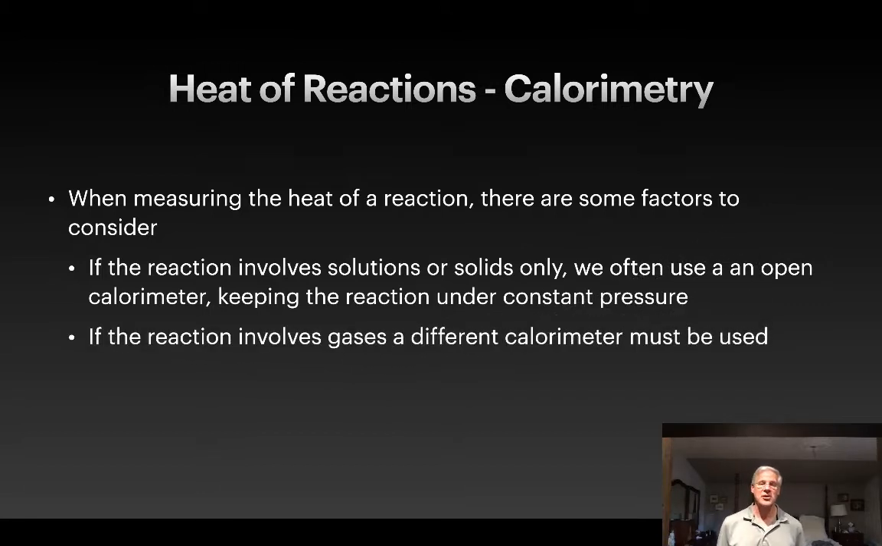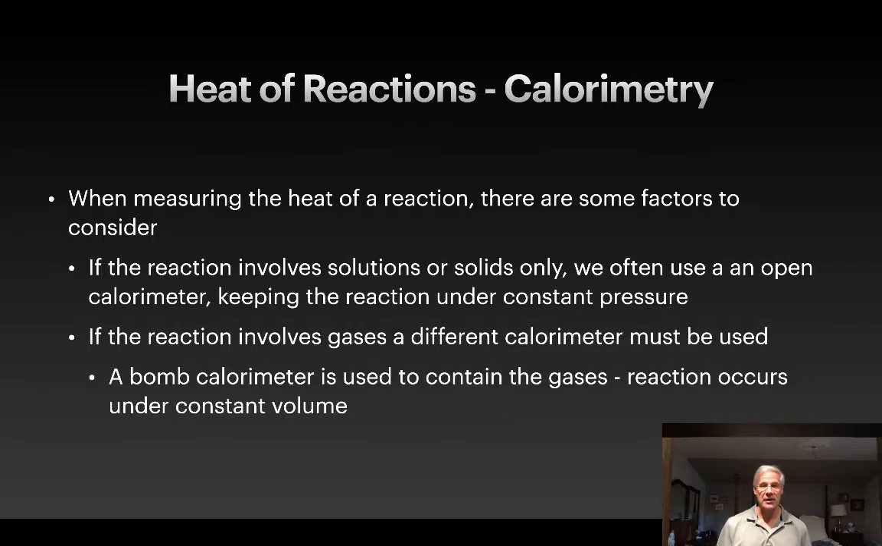If we have a reaction that involves gases, obviously we don't want to use an open calorimeter because the gases would then leave and our reaction is no longer a closed system. So generally we use a different type of calorimeter, one that can contain the gases within a certain volume. And so we use something that is called a bomb calorimeter. In those cases, we say that the reaction occurs under constant volume because gases may be evolved or used up. It's possible that the pressure inside that bomb calorimeter will change. However, the volume will remain the same.